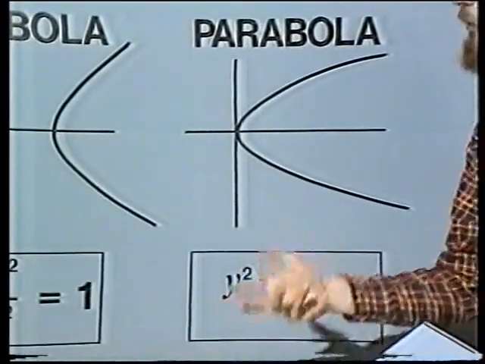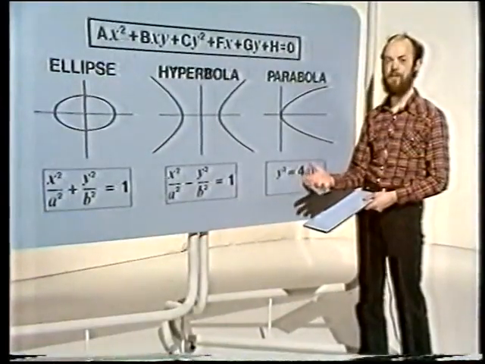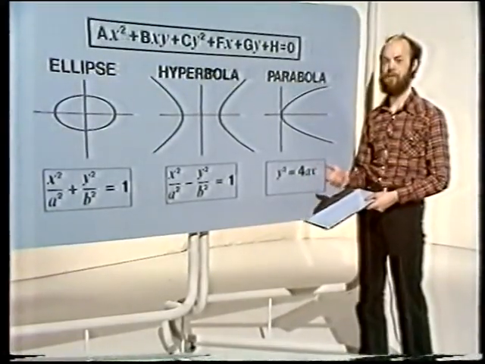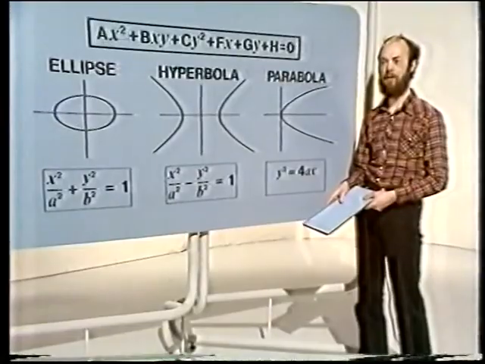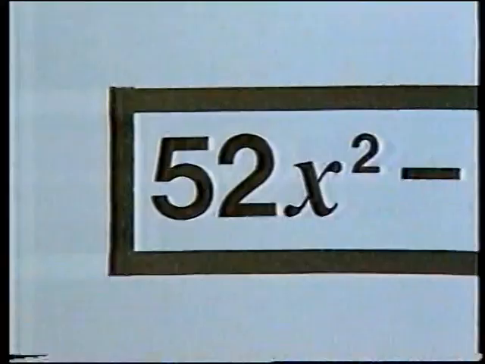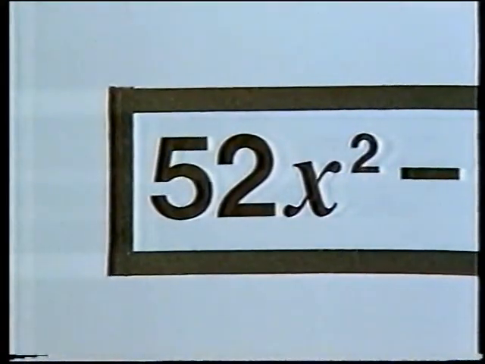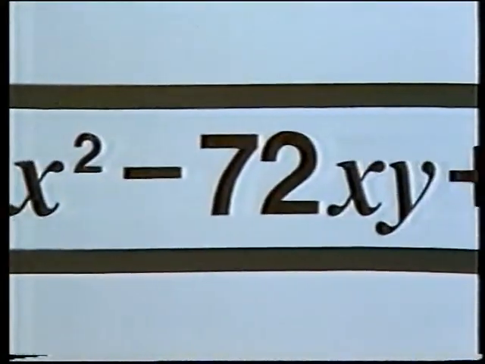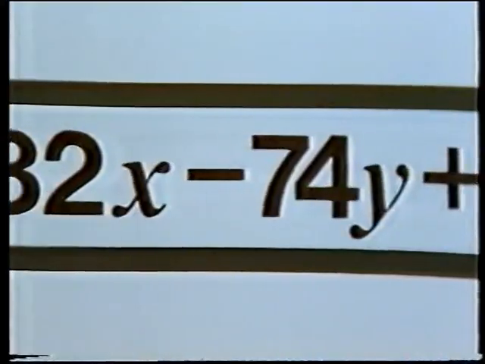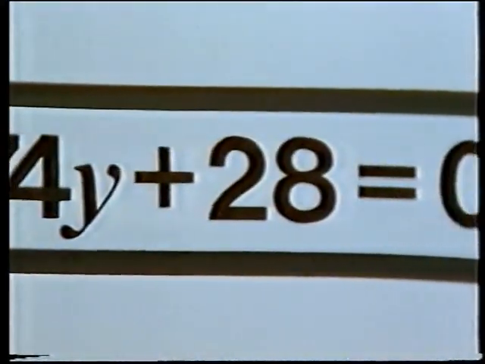That's very nice. We have three curves, and when the axes are in the right positions, we have three equations. And to show us how this reduction can be done, David's going to take a typical numerical example of a second-degree equation. 52x squared minus 72xy plus 73y squared minus 32x minus 74y plus 28 equals 0.